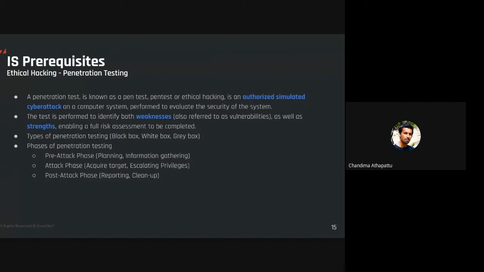In black box, we don't have inner knowledge of the code. White box is where we depend on the input and output. Gray box is where we partially know the code. In the phases, we can divide this into pre-attack, attack, and post-attack.